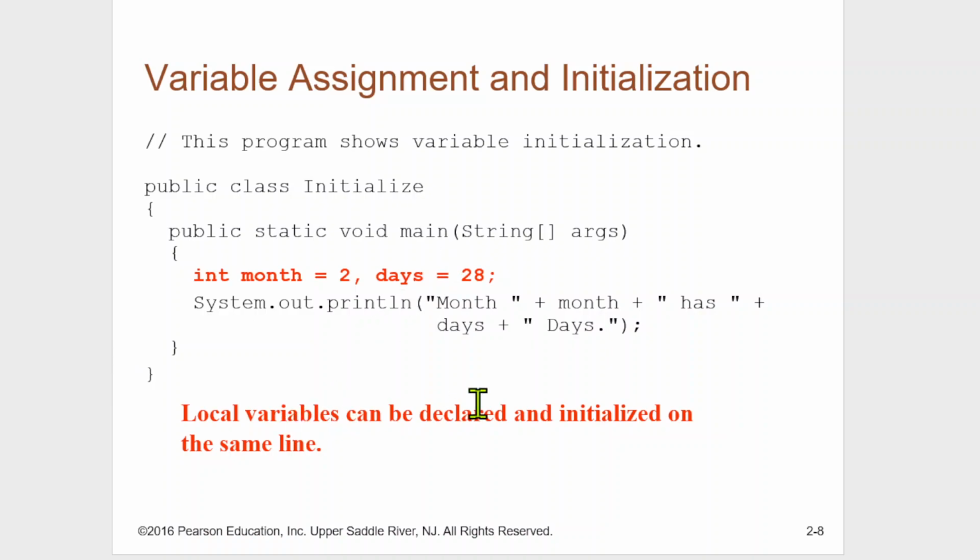Local variables can be declared and initialized on the same line here. So I could have skipped it and just put int month equals 2, day equals 28 in one line up top.